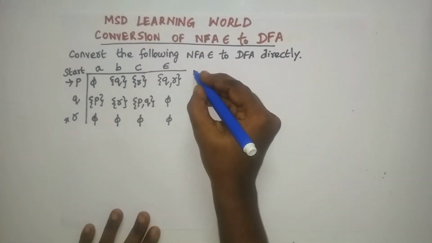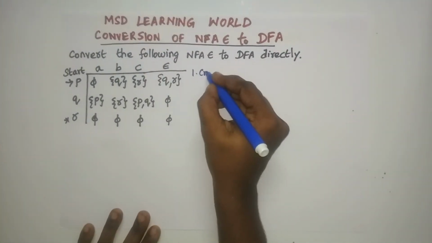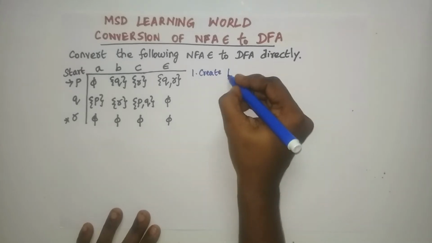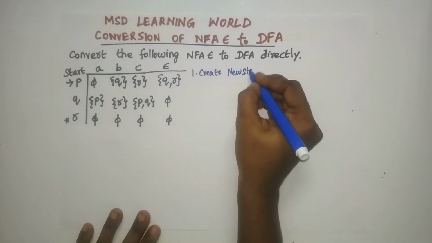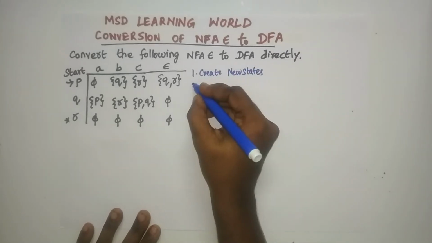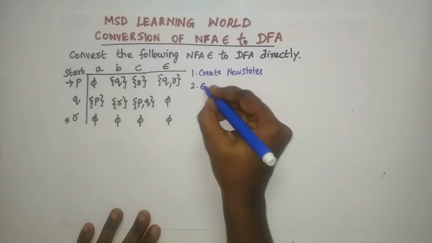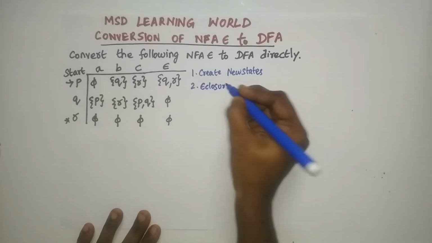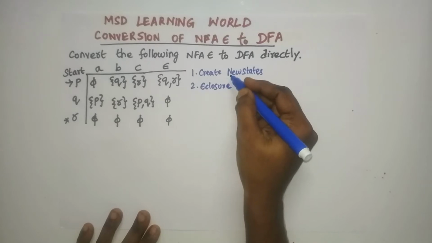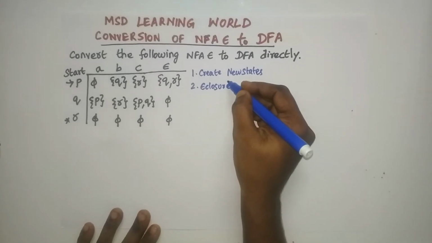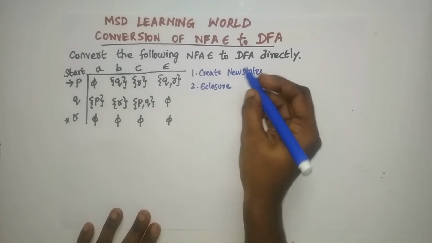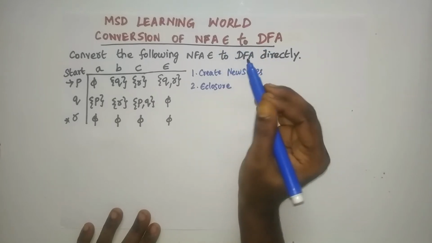So the first thing that we have to make is we have to create new states, and the second is we have to find epsilon closure of all the states. So these two steps have to be combined to make direct conversion of DFA from NFA epsilon.